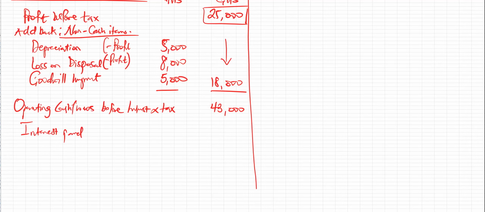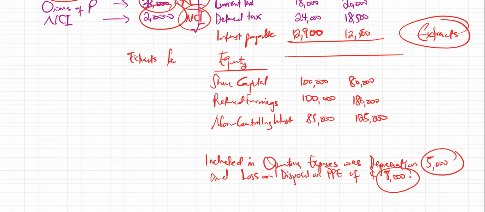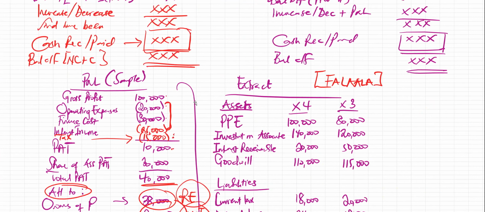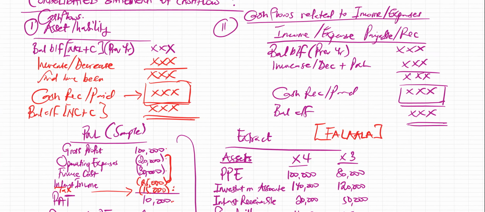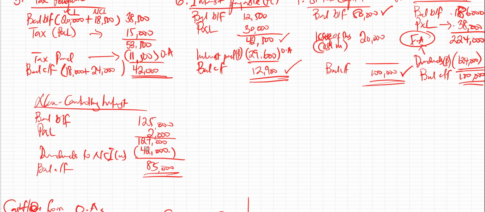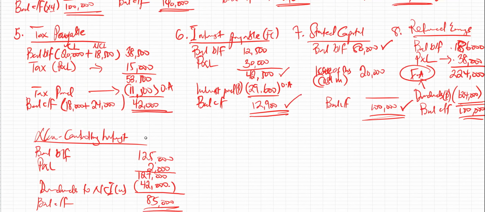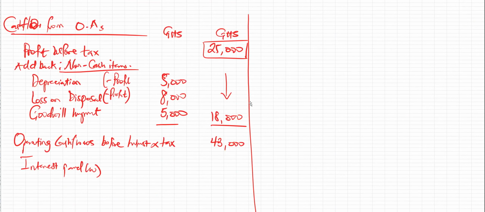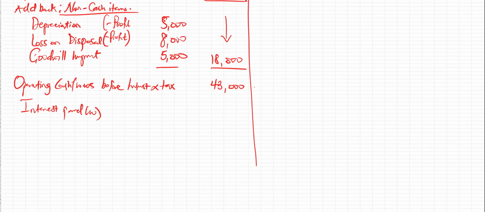So interest paid. We worked it from the interest payable account. Interest payable. You're saying 29,600? No, interest paid. It's an outflow.